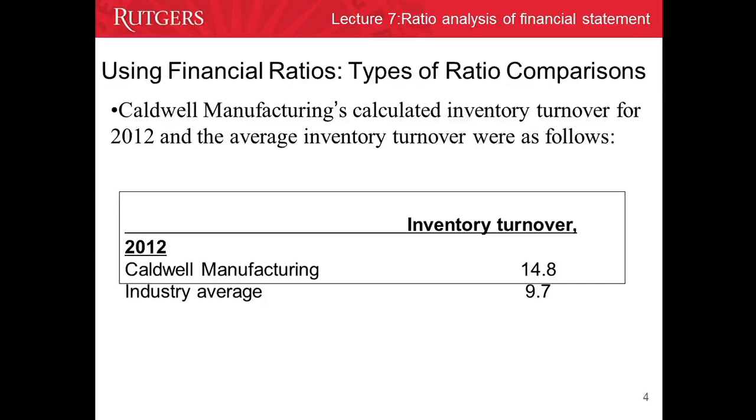This slide shows some examples of the comparison with the industry average. We can see that Caldwell Manufacturing calculated inventory turnover as 40.8, while the industry average in 2012 is 9.7. So there is a significant gap between Caldwell Manufacturing's inventory turnover and the industry average. So the auditors need to figure out why this gap exists.